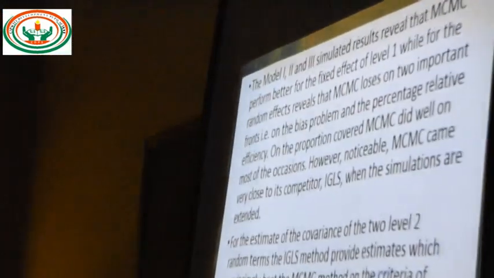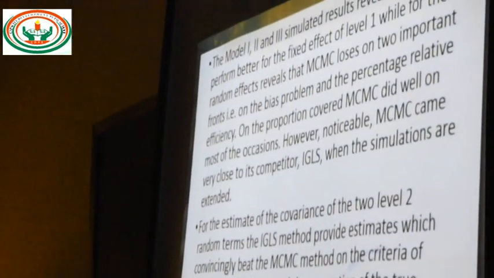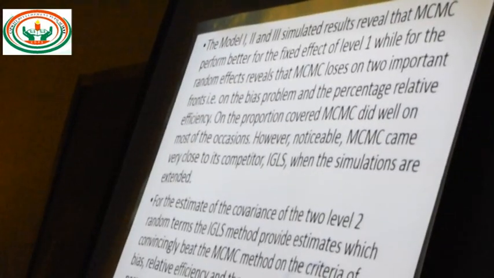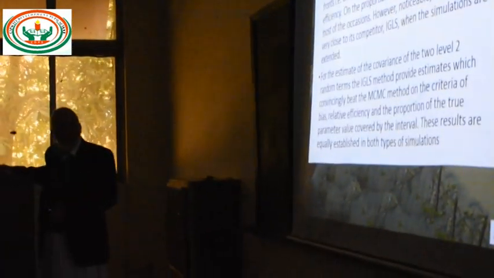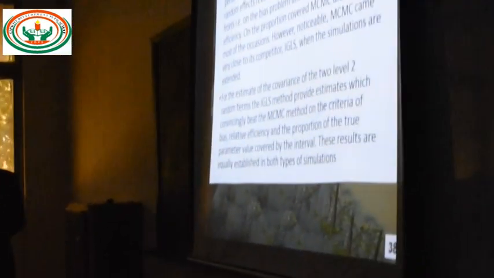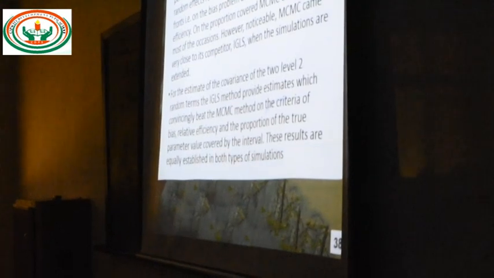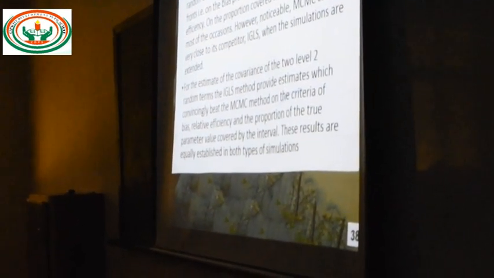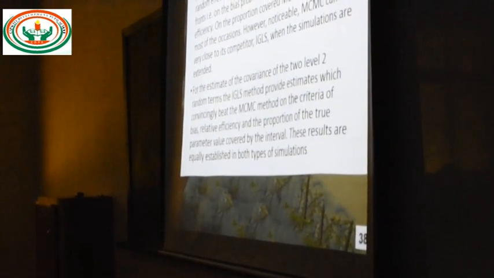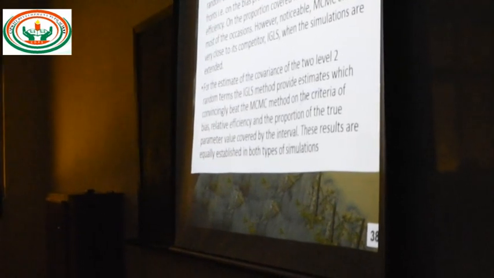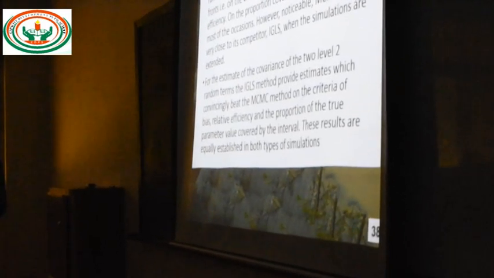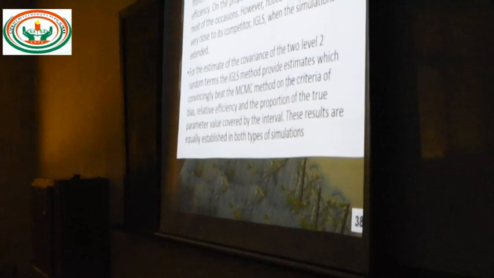Then the model 1, model 2 and model 3 simulated results revealed that MCMC performs better on the fixed effect level 1, while for the random effect MCMC loses on 2 fronts, the bias and the percentage rate efficiency. The proportion covered by MCMC did well on most occasions, however MCMC came very close to IGLS when the simulation was extended.